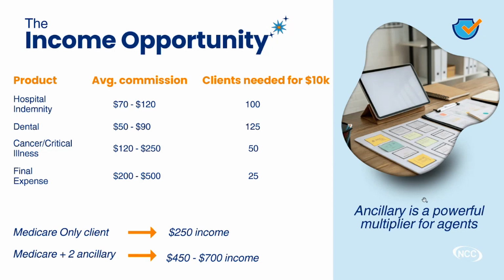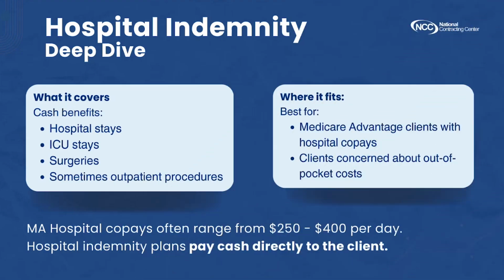Let's start with the hospital indemnity. This is going to be the most natural ancillary product for Medicare clients. Hospital indemnity plans are designed to pay cash benefits directly to the client if they're hospitalized. And these benefits can help cover things like hospital stays, ICU stays, surgeries, and sometimes some outpatient procedures.